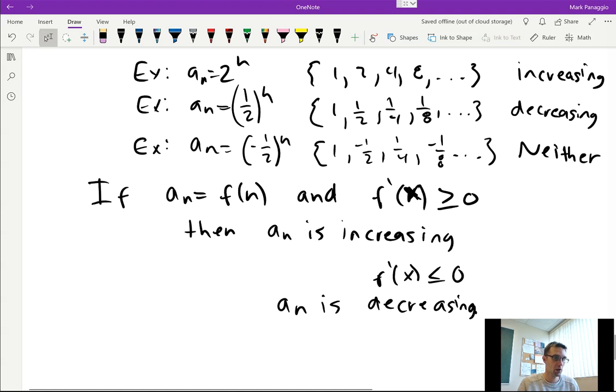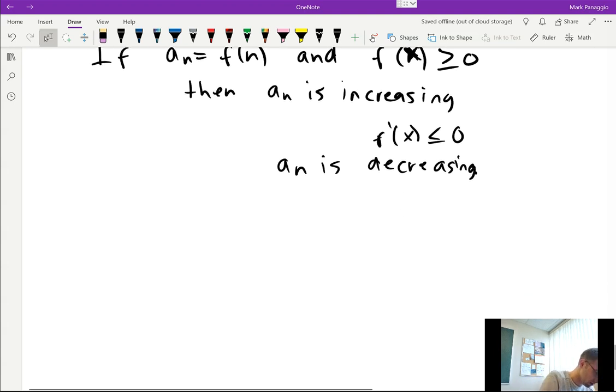All right. So why do we care about all this? Why is all this stuff important? Why does it matter if a sequence is bounded or increasing or decreasing? Well, that brings us to the last theorem.